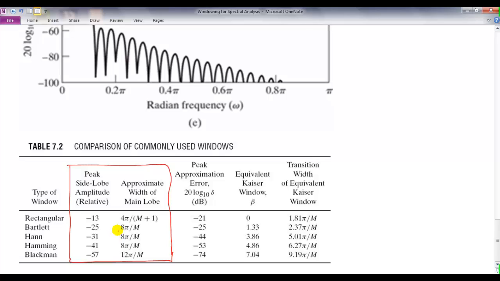So for the given value of the length, you effectively have reduced your spectral resolution by a factor of 2. If previously you could look apart frequencies that were, let's say, 1 kilohertz, now you can only do that for frequencies which are 2 kilohertz apart.